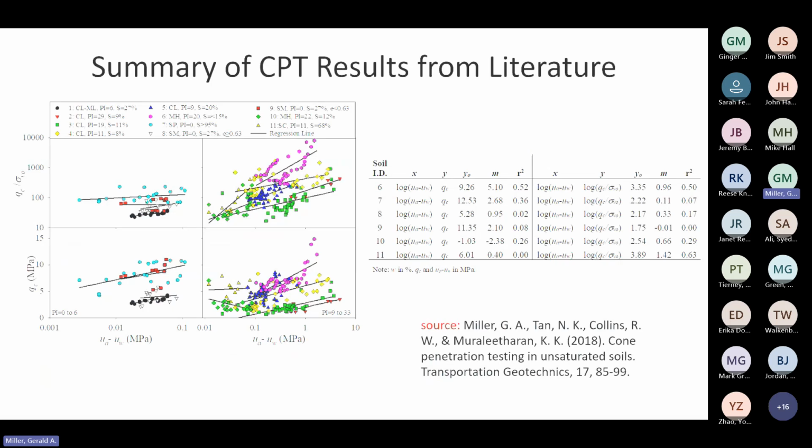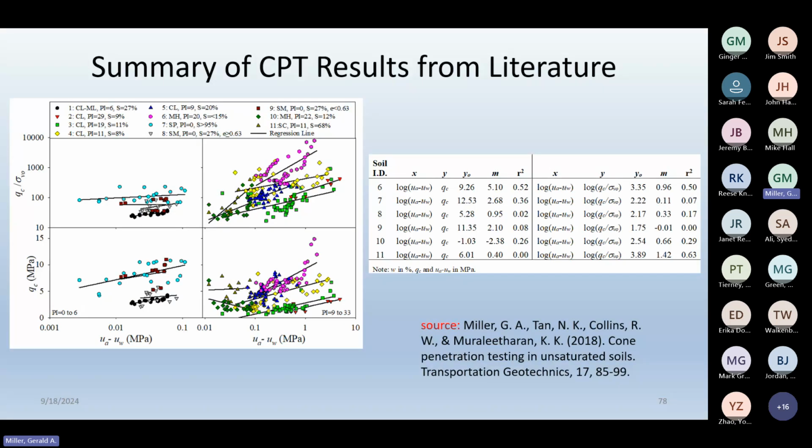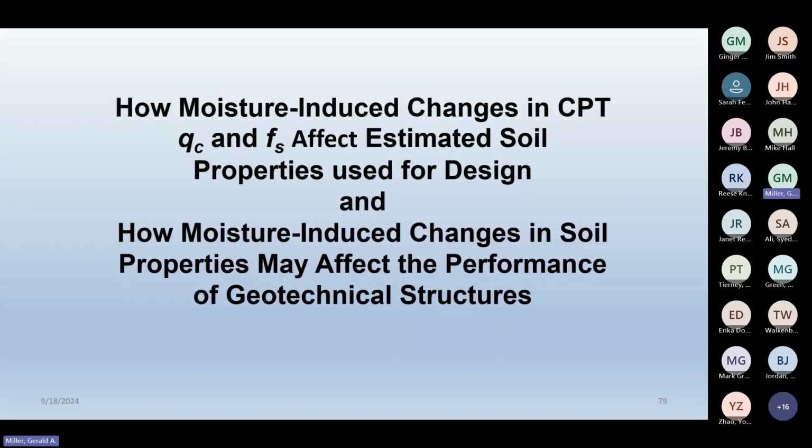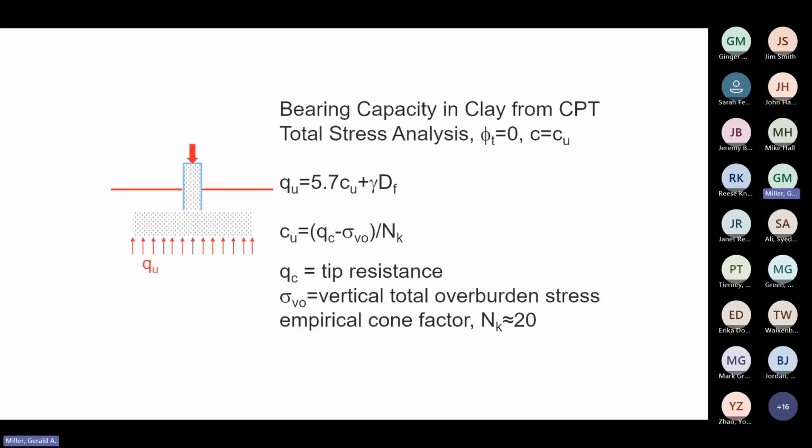Okay, so that's data that we've looked at, some collected ourselves, some good folks in the literature have provided. And now we're going to see how this affects soil properties used for analysis, as well as how it might affect the performance of our structures. So again, we'll use a very simple problem of bearing capacity based on estimated total stress strains or undrained strains.